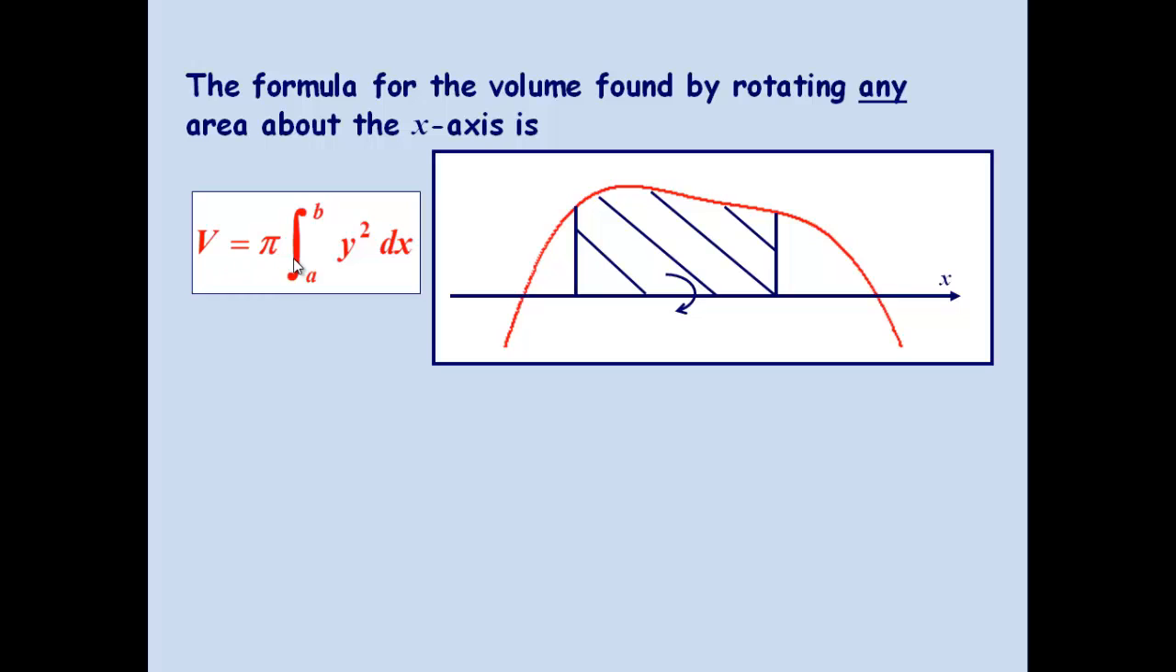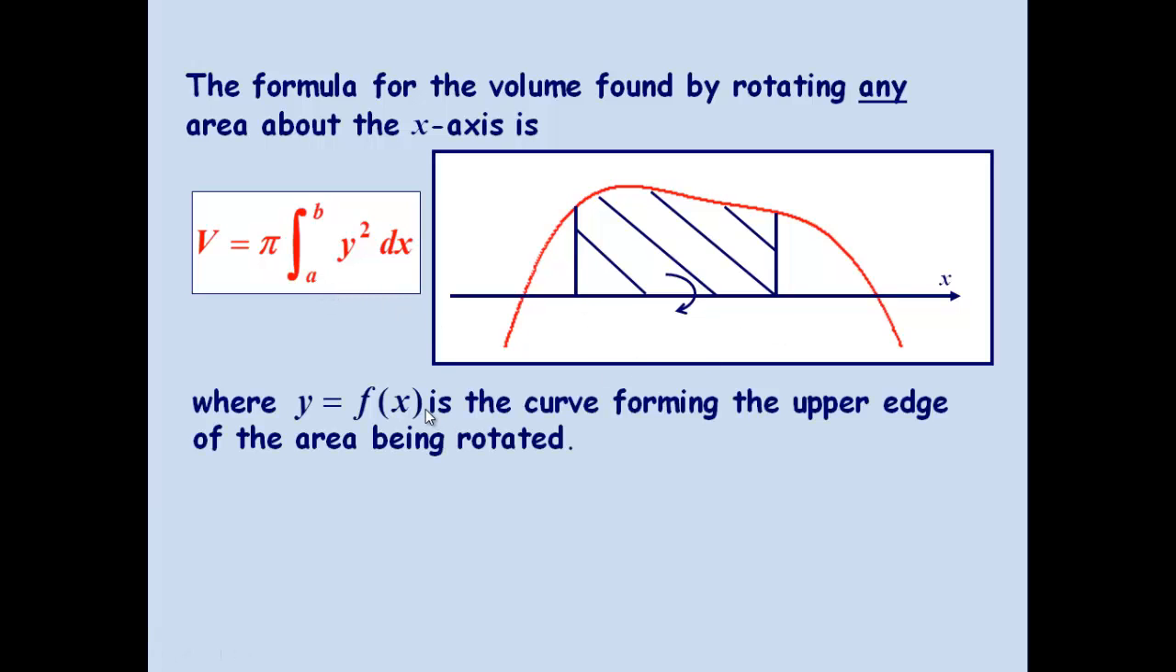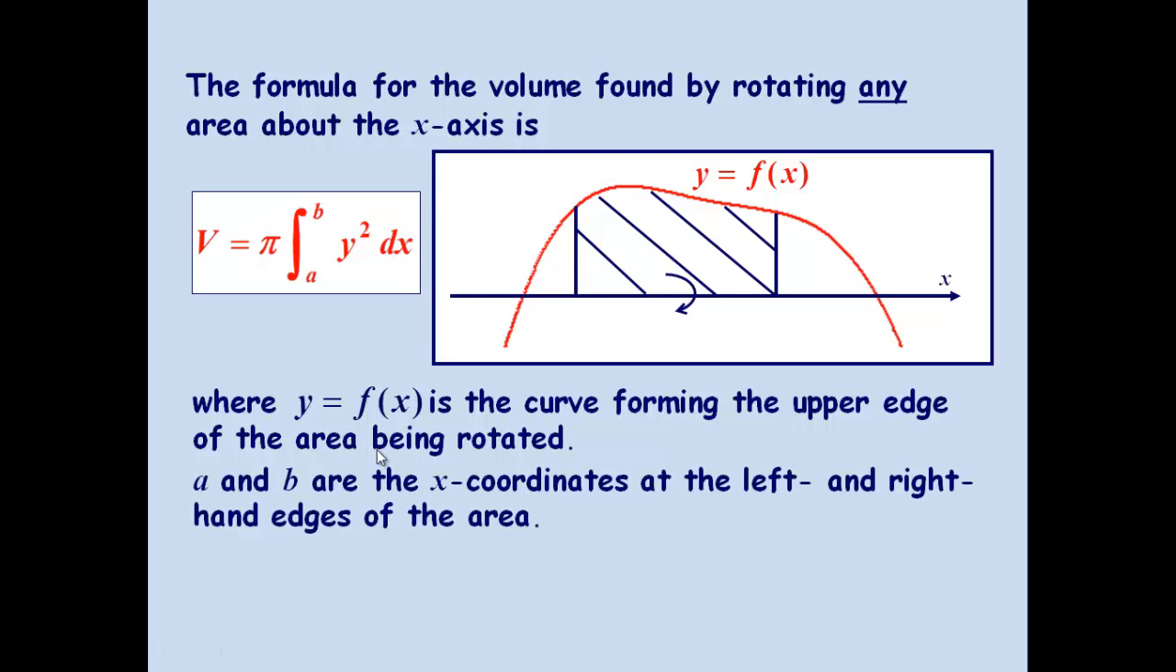The volume is pi times the integral of y squared between the two limits, a and b. So where we've got our f of x, our y equals a function of x, is the equation of the curve. And a and b are the x-coordinates of the left and right edges of the area, the limits for the integral. And generally speaking, we'll leave answers in terms of pi, so they'll be exact answers.